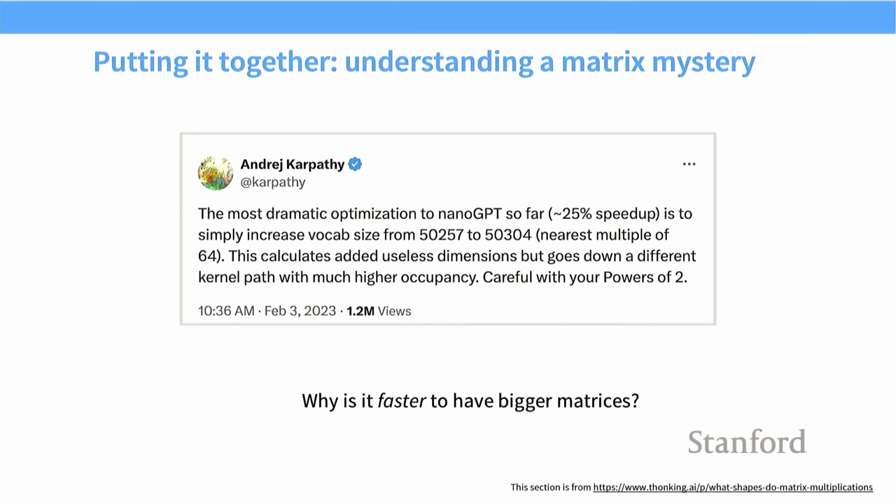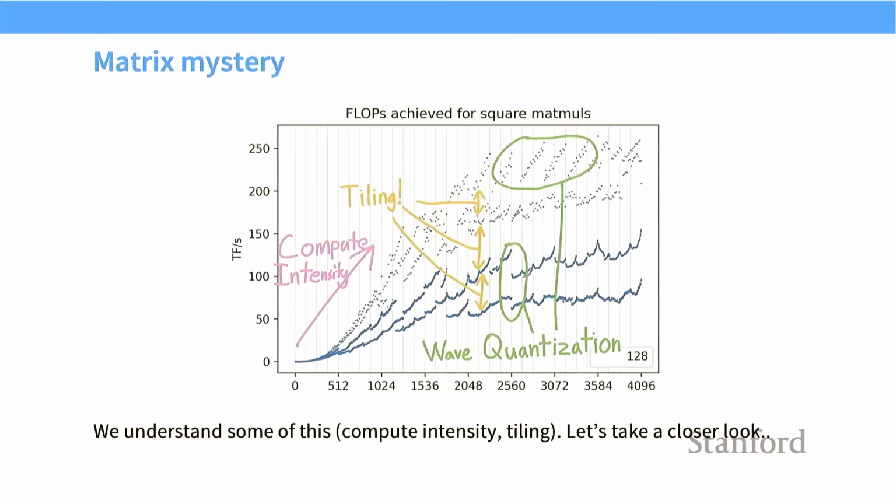So that's a 25% speedup from adding, how many? It's like 47 dimensions to your vocab. Like, how does that happen, right? And so that kind of brings us back to the mystery.